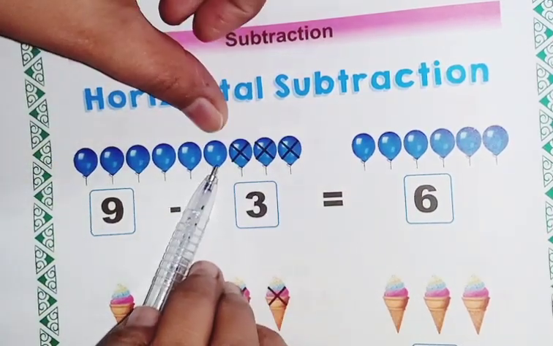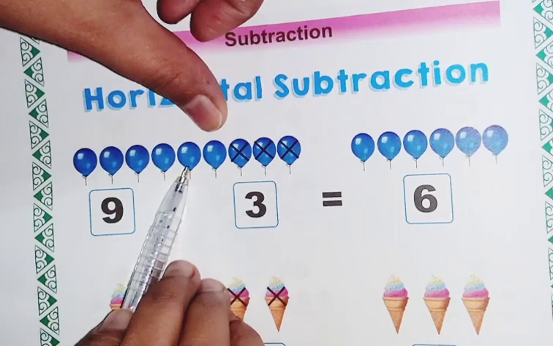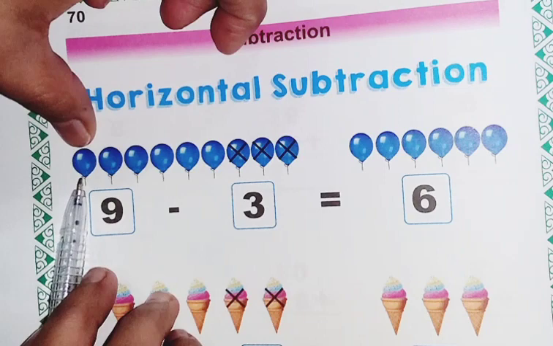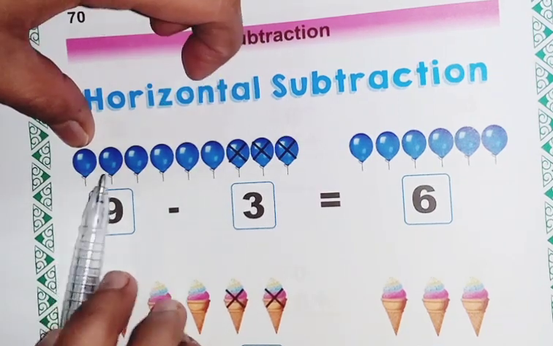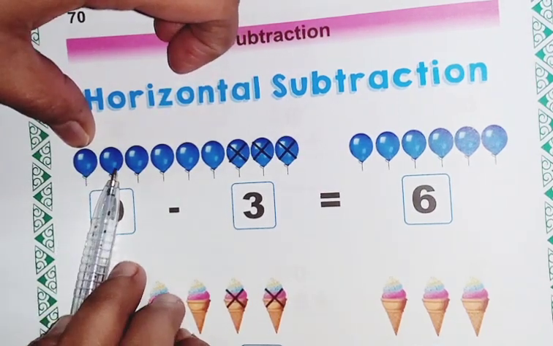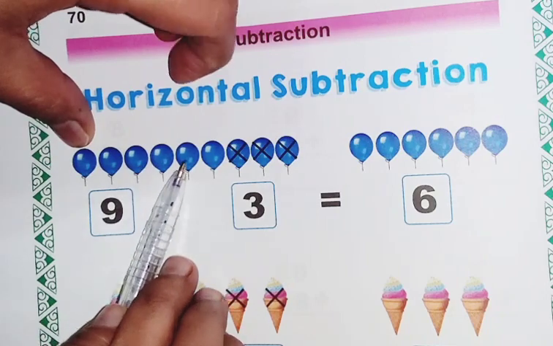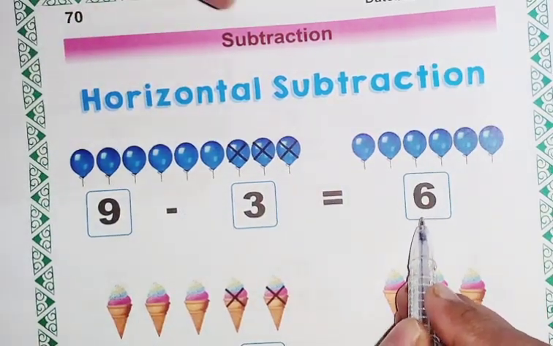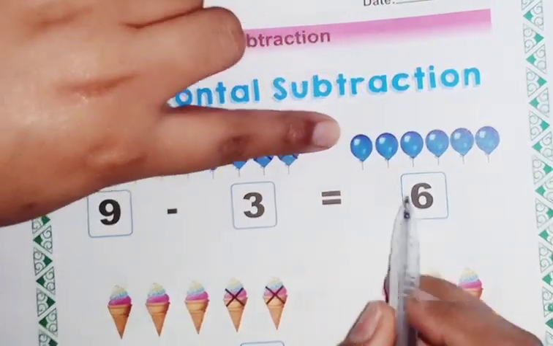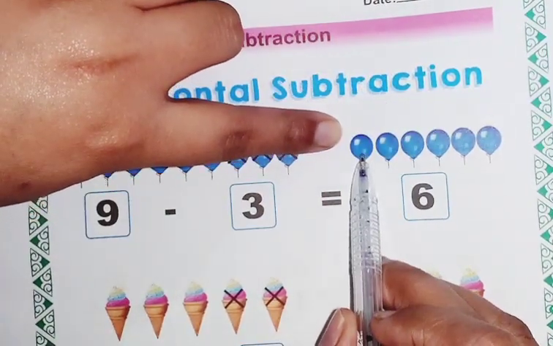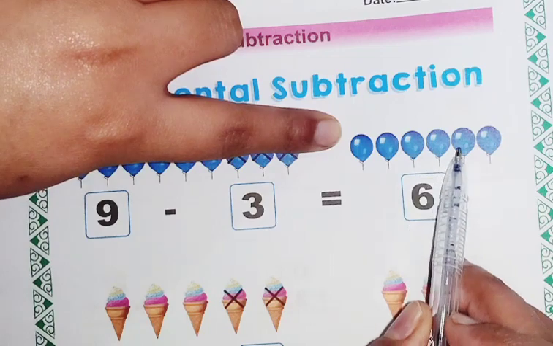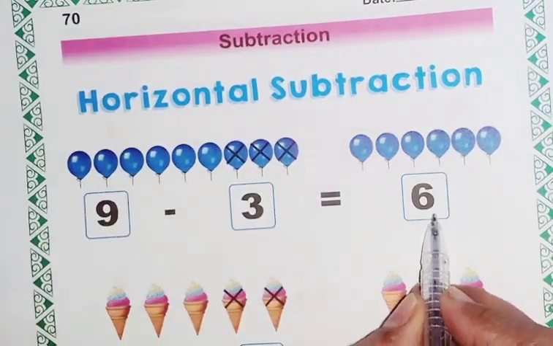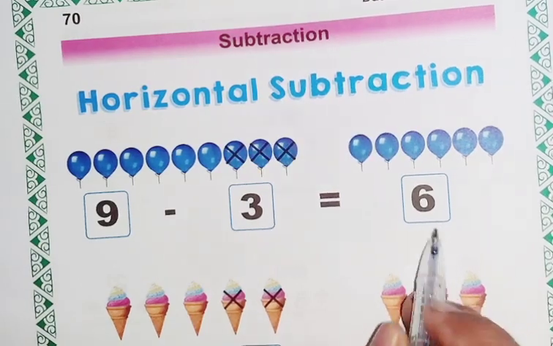Count with me. 1, 2, 3, 4, 5, 6. How many left? We have 6 balloons left. Now count these balloons also. 1, 2, 3, 4, 5, 6. Alright, very good. The answer is 6.